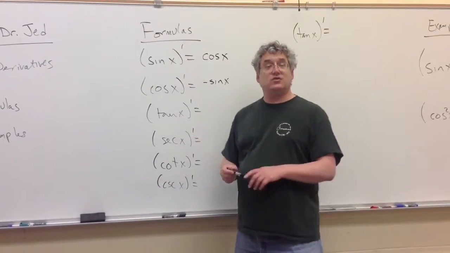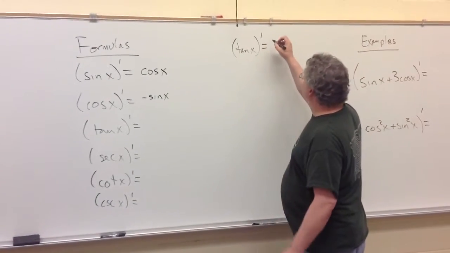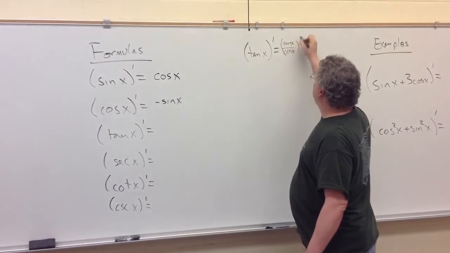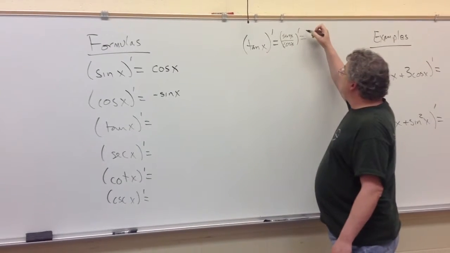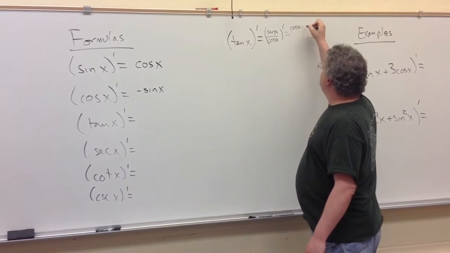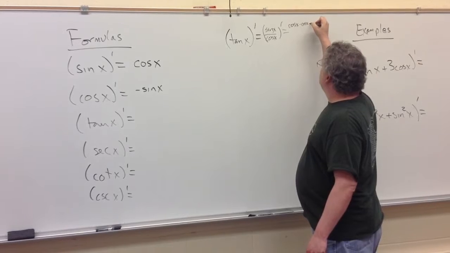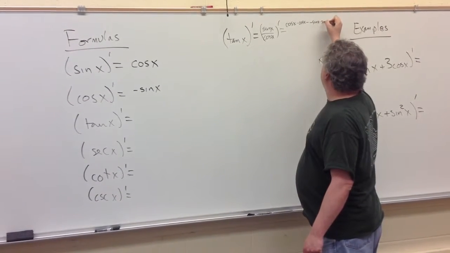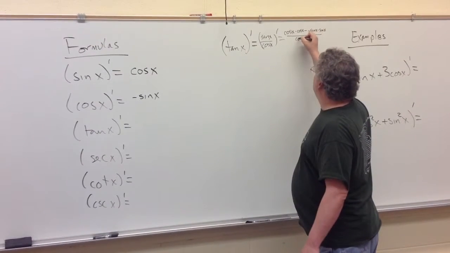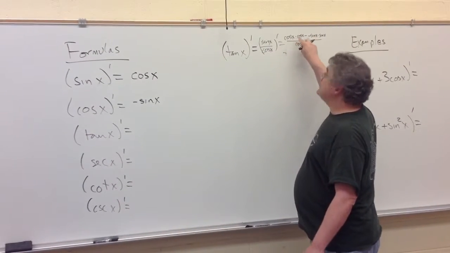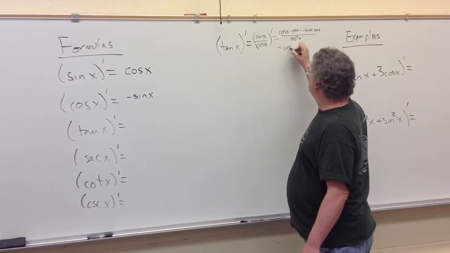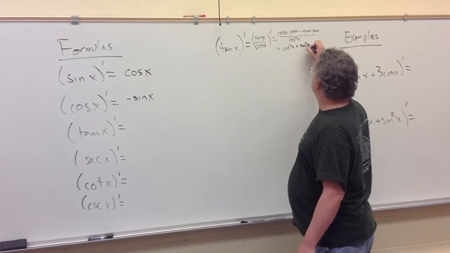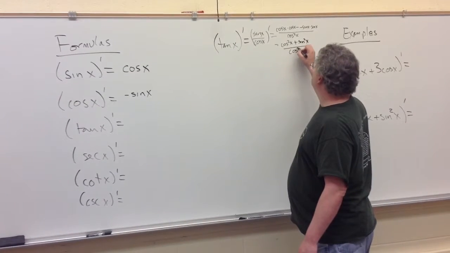the sine and cosine and use the quotient rule. Let's do that. The tangent of x is the sine of x over the cosine of x. So if I take the derivative, do you remember the quotient rule? The derivative of the top times the bottom minus the derivative of the bottom times the top over the bottom squared. So we get cosine of x times cosine of x minus minus, so plus sine of x times sine of x over cosine squared of x.